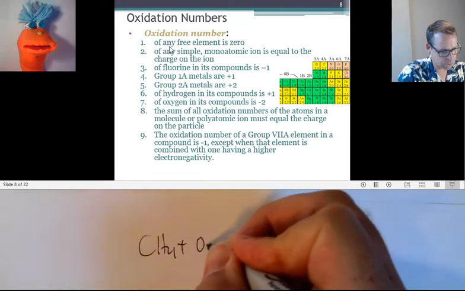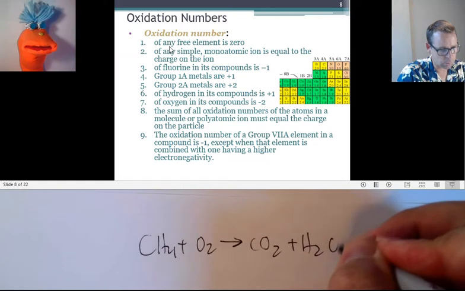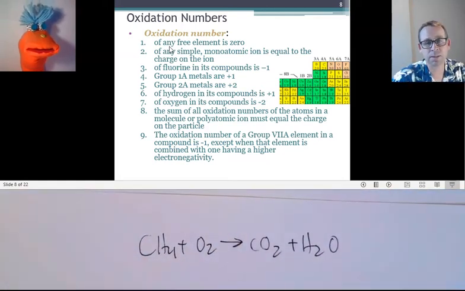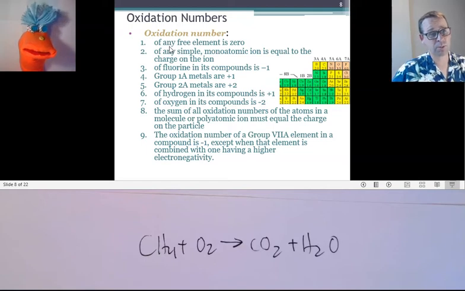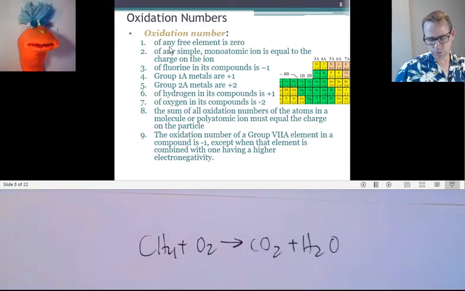CH4 plus O2 combining to form carbon dioxide and water. All right, not balanced, but it's a redox reaction. And it becomes difficult maybe to see because it's not just an element losing electrons. We can't see the charge necessarily. Isn't that a combustion reaction? It is a combustion reaction. So combustion reactions are a type of redox reaction.